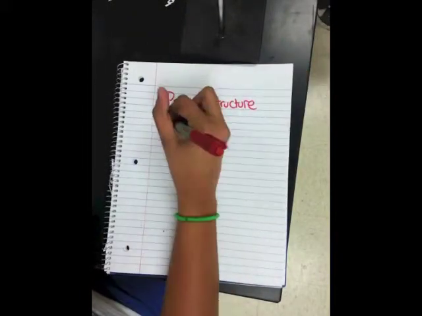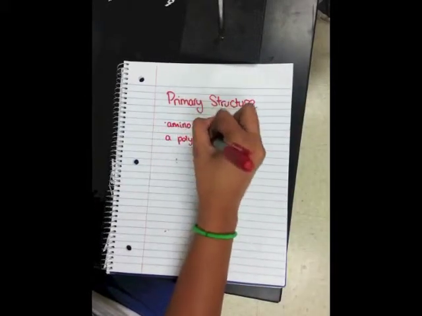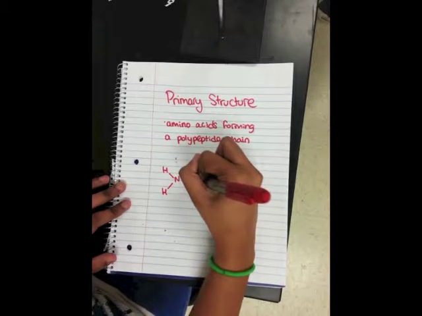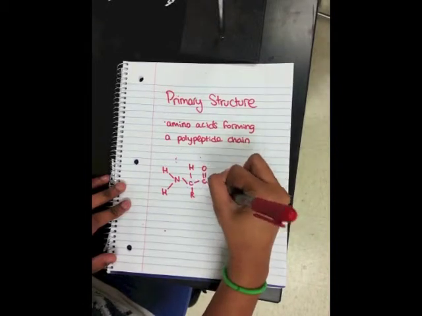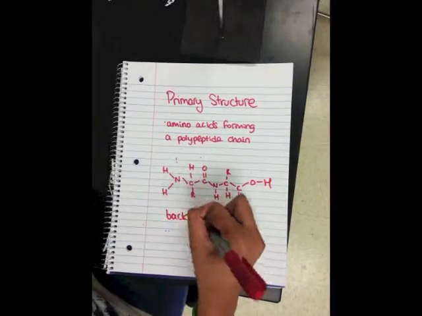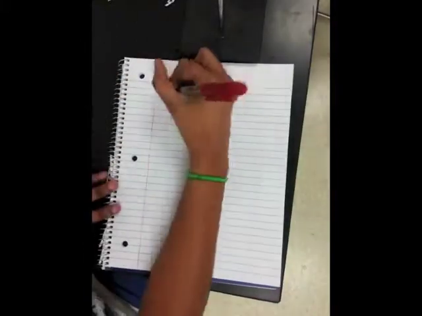Alright, so now we have the primary structure of the 4 structures of the proteins. The primary structure is basically just a sequence of amino acids that form a polypeptide chain, and they're held together by peptide bonds, and they serve as the backbone of the molecule. As we see here, these are just 2 amino acids put together and forming a chain.